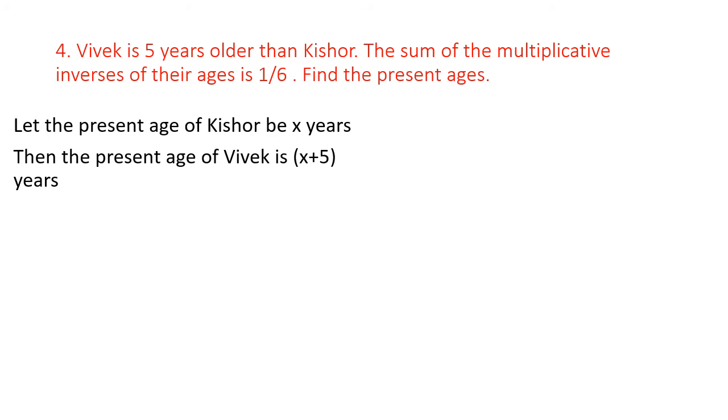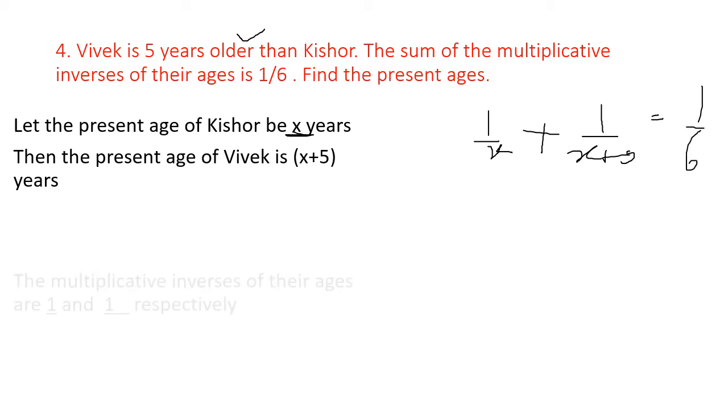After doing this, what we will do now, so we have used this. Okay, now we'll use the second sentence. The sum of multiplicative inverses of their ages. ये उनका एज है, ओरिजिनल एज है, उसका multiplicative inverse will be 1 upon x. ये हमने किया है लास्ट ईयर. And इसका multiplicative inverse will be 1 upon x plus 5. So their sum is going to be 1 upon 6.